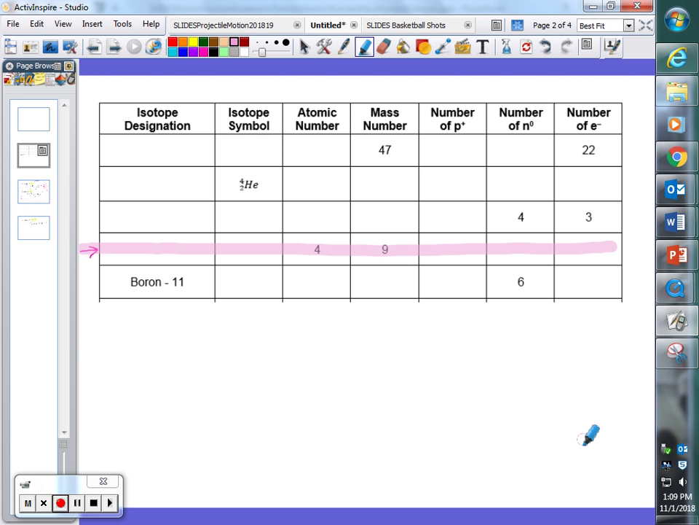We're looking at this row on your sheet, okay? All right, it gave us an atomic number. What does the atomic number tell us about the atom? The number of protons, right? That's the first thing. So, if we know the atomic number is 4, automatically we know the number of protons is also 4.